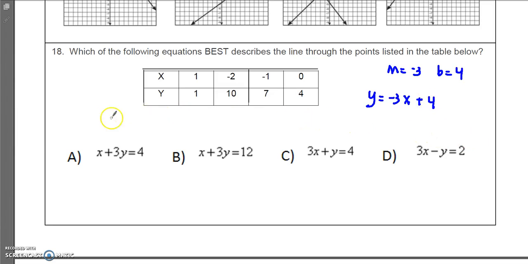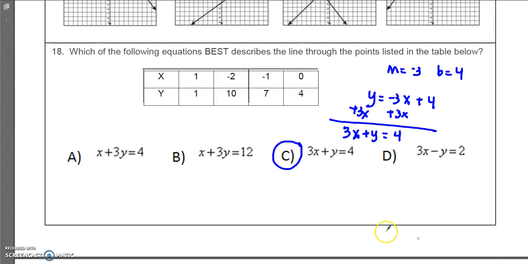But look at all your equations. None of them are in slope-intercept form. But it looks like we just have to move this to the other side. So if I add 3x to both sides, that means I'm going to have a positive 3x and a positive y equals a positive 4. Do we have this anywhere? 3x plus y equals 4. Yes, we do right here.